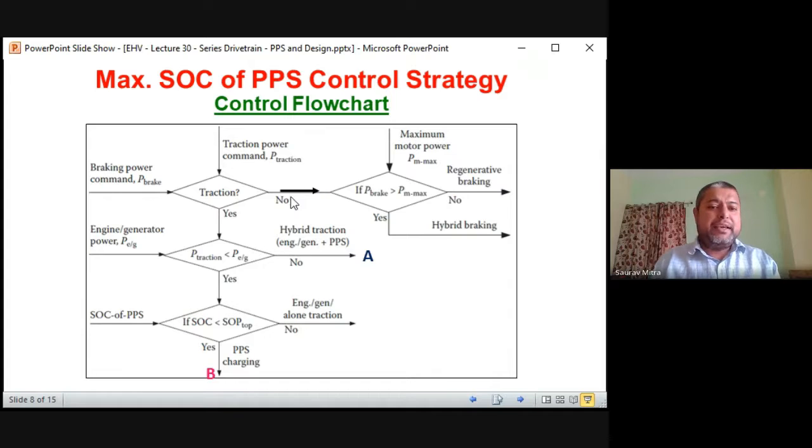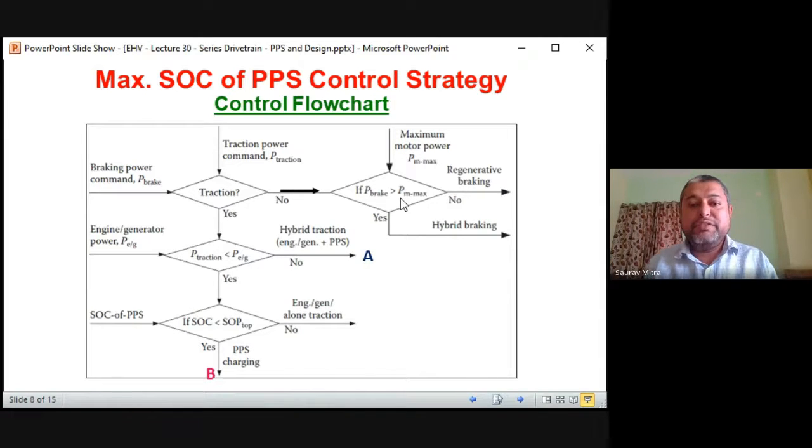Next case, when braking. So traction or braking: traction, no. If traction is no, then it is going to brake. Is brake greater than PM max? If brake greater than PM max is yes, in this case we are going to use hybrid braking. Whatever brake power is required that is greater than PM max, then mechanical braking as well as electrical braking we require. So in this case, it is hybrid braking. That's why it is called case C.